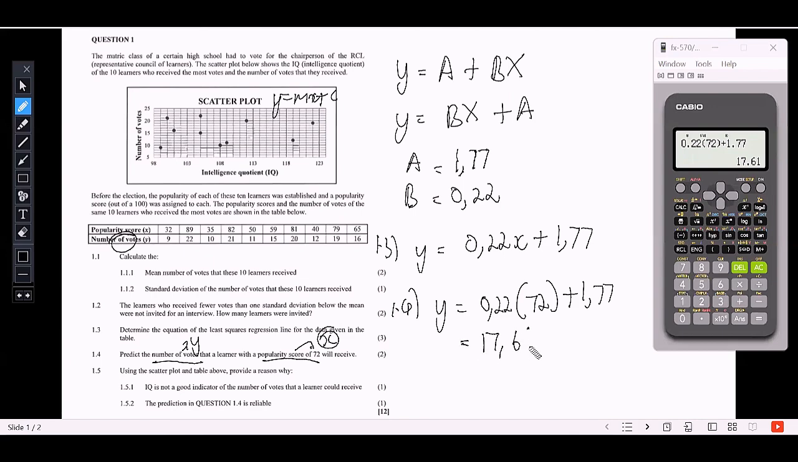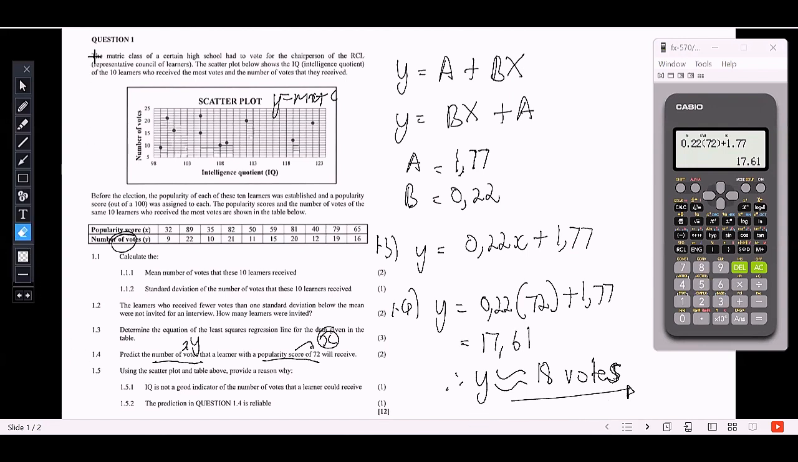17.61. But then we know that this cannot be representing the number of votes. You can't have 17.61 votes. So we need to write this in terms of an integer. So this is approximately 18 votes, right? Rounding off to the nearest integer. So it's 18 votes. Okay, nice.